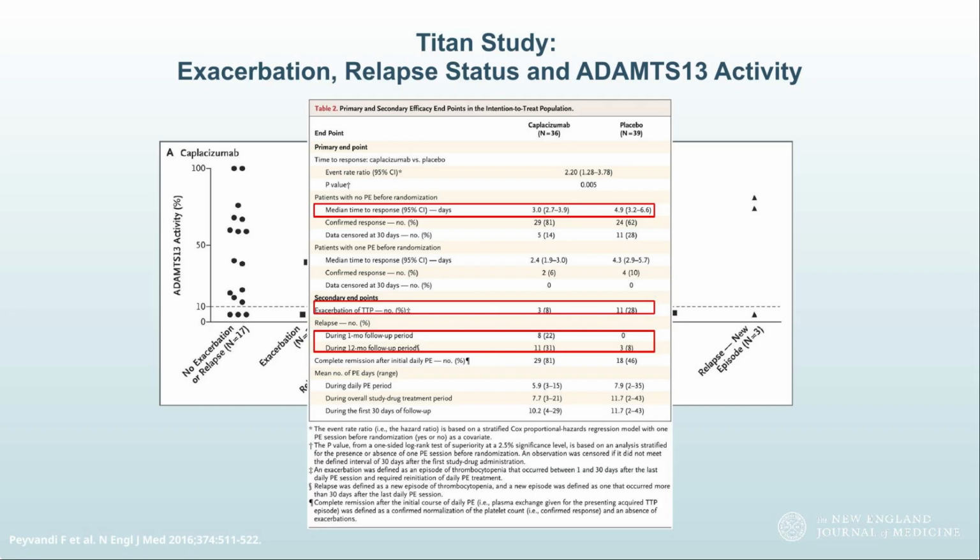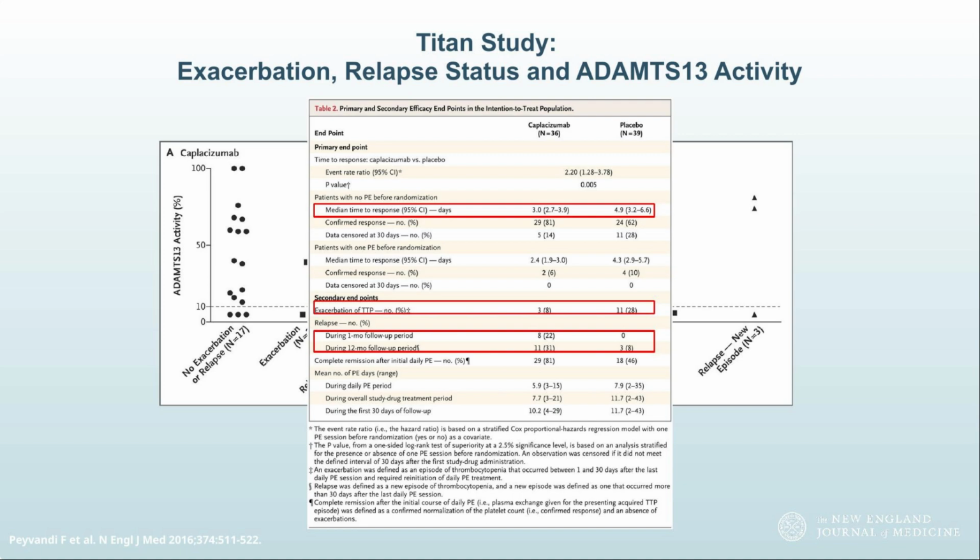3 patients in the caplacizumab group had an exacerbation compared with 11 in the placebo group, and 8 patients in the caplacizumab group had a relapse in the first month after stopping the study drug. And of that group, 7 had ADAMTS13 activity that remained less than 10%, and this suggests that they had unresolved autoimmune activity.